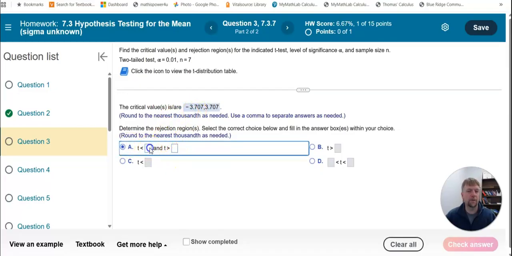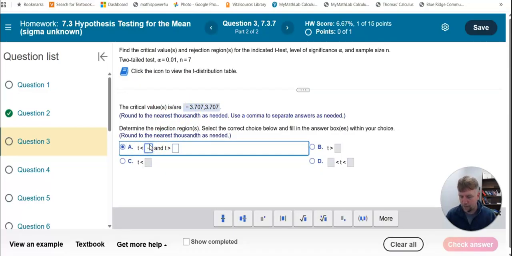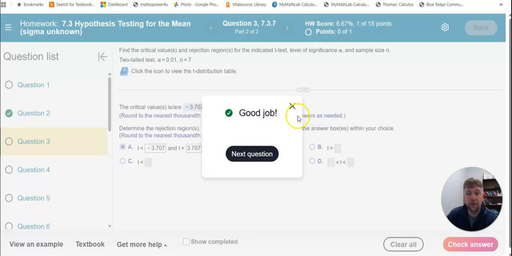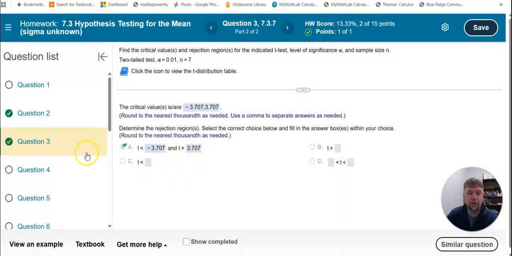So we're going to type those same two numbers again. Just make sure you get the negative one in the one that has the less than, and the positive one in the one that has the greater than. Okay, so that's the procedure when we have a two-tailed test.